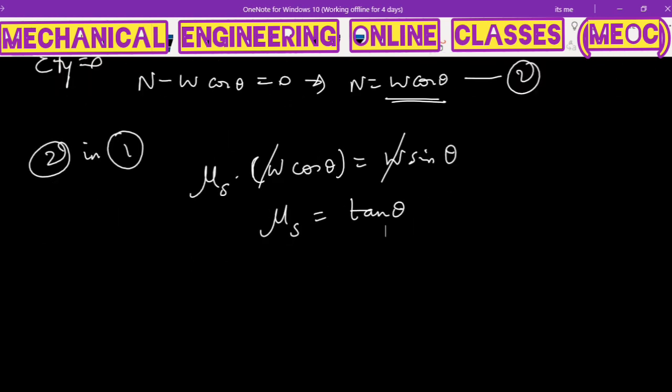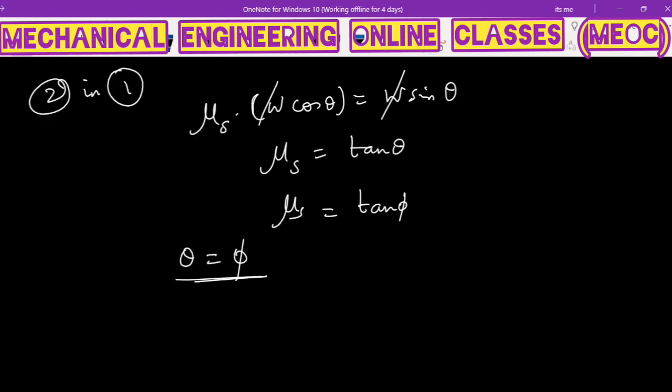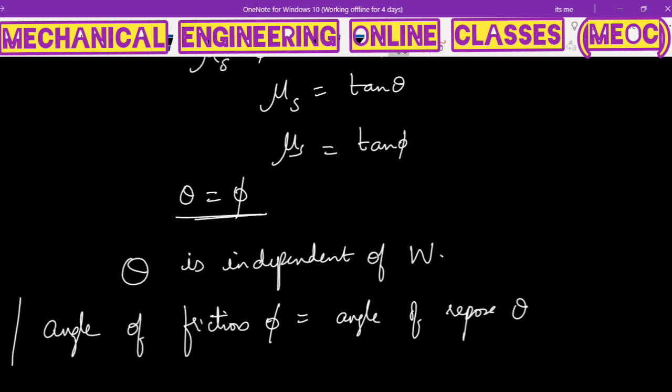But we know that coefficient of static friction is nothing but tan phi, where phi is the angle of friction. So because tan theta is equal to tan phi here, theta is equal to phi, means the angle of repose is nothing but the angle of friction, and theta is independent of the weight of the object. And the angle of friction phi is equal to the angle of repose theta.